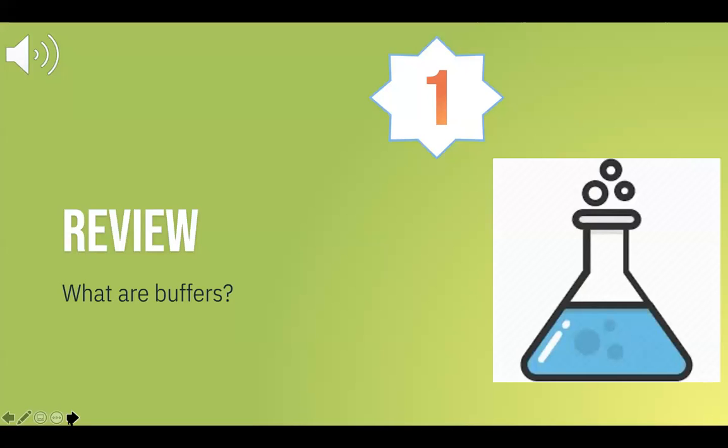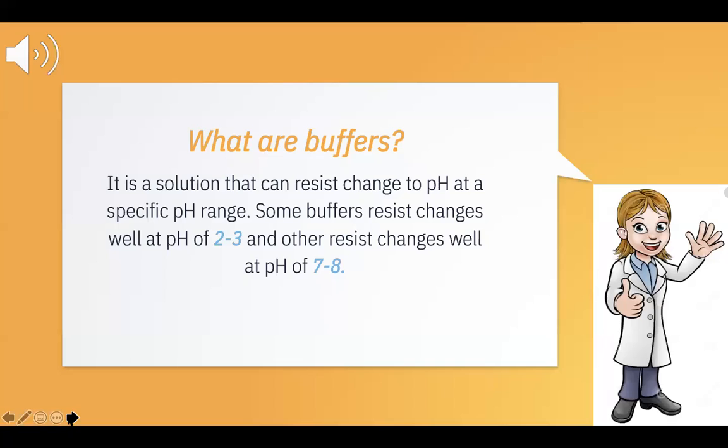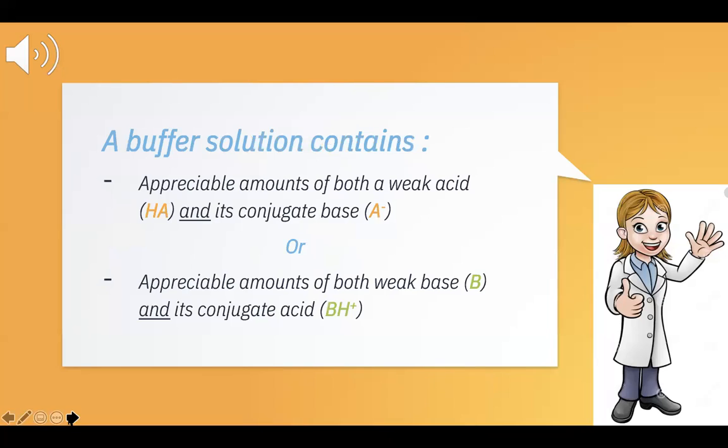Okay, let's start by reviewing buffers. What are buffers? Well, it is a solution that can resist change to pH at a specific pH range. Some buffers resist change as well at a pH of 2 to 3, and others resist change as well at a pH of 7 to 8. A buffer solution contains an appreciable amount of both a weak acid and its conjugate base, or it contains appreciable amounts of both a weak base and its conjugate acid.